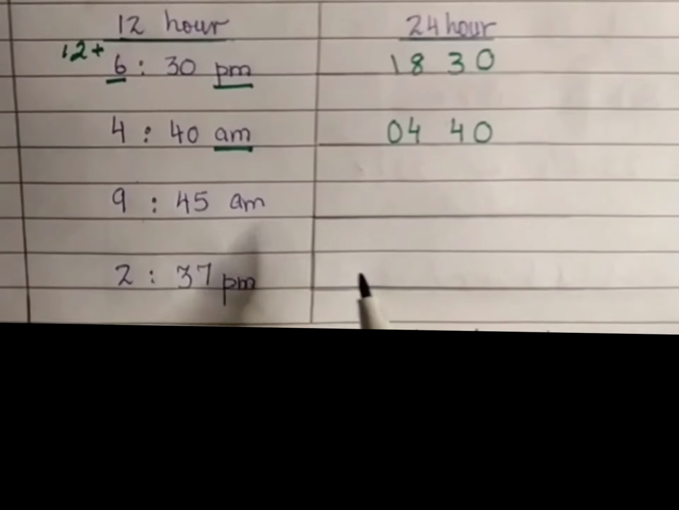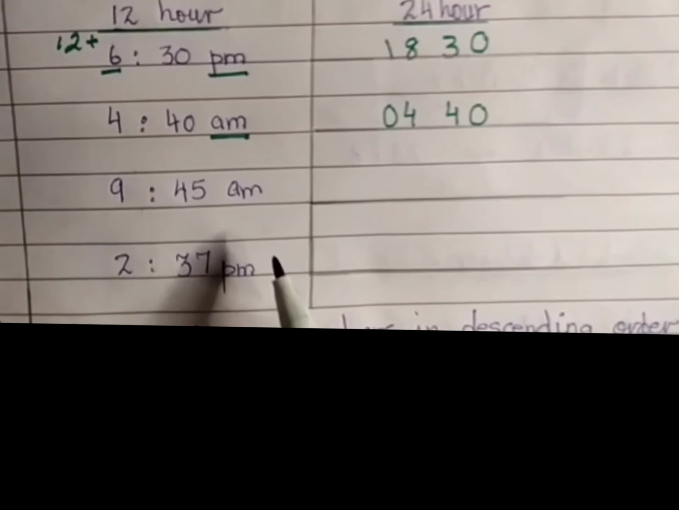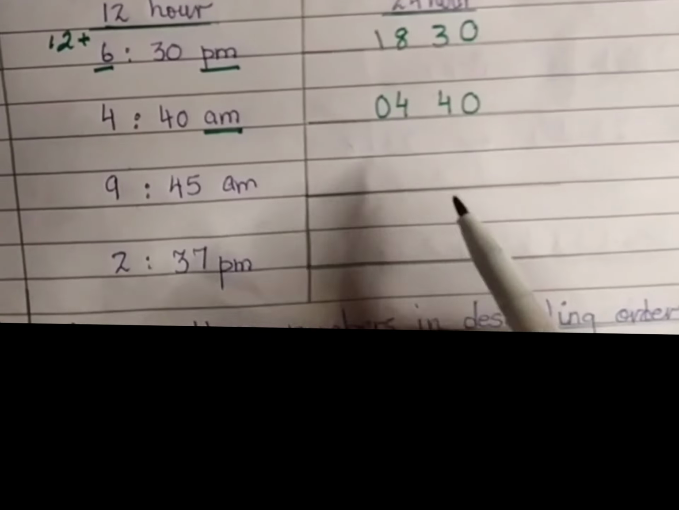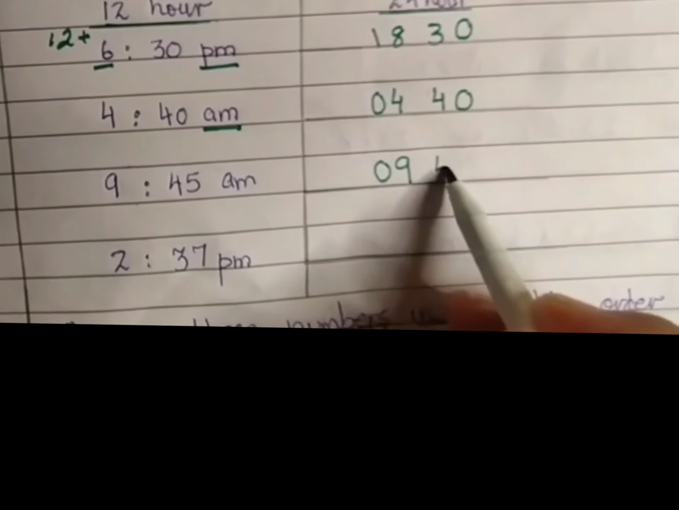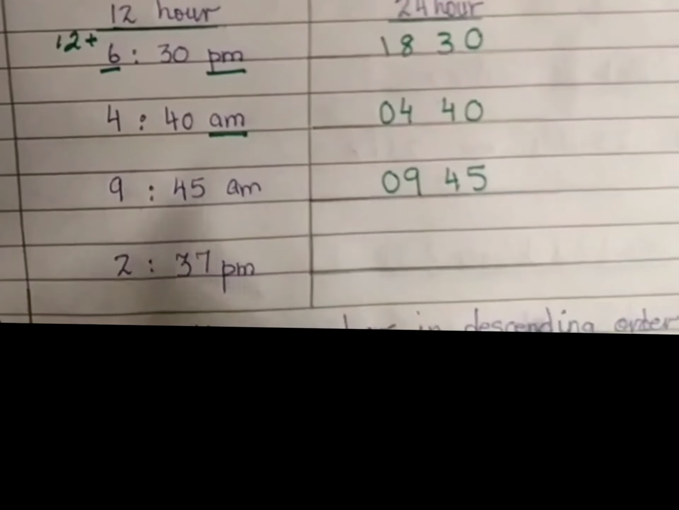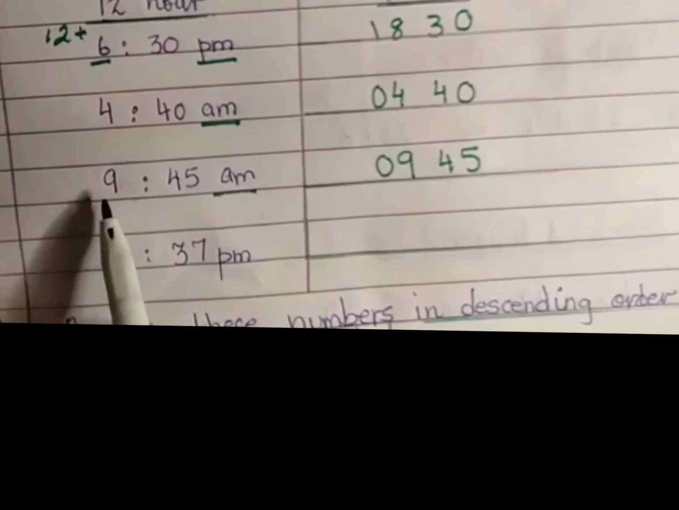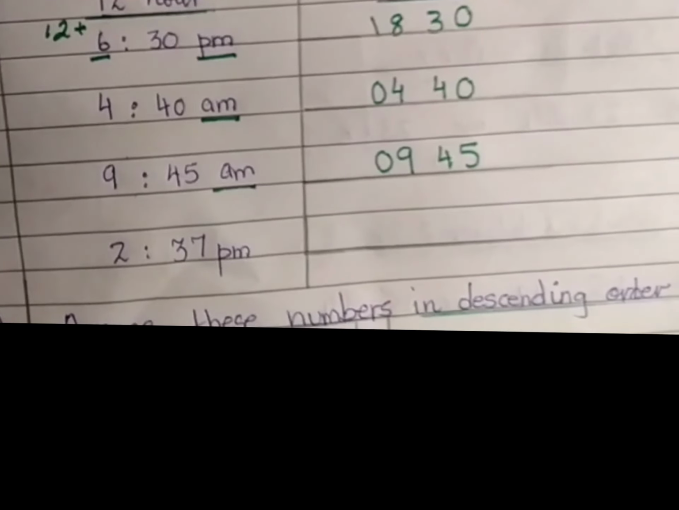Alright, now moving on to the third question here. 9:45. Again, it's the beginning of the day, it's the morning time, and you're going to write down 0945. Why? Because AM. So when you see AM, you will just add a 0 in front of it. Okay, children? Hope you understand this.